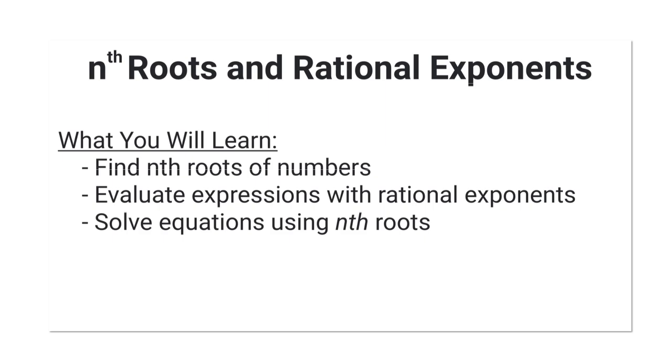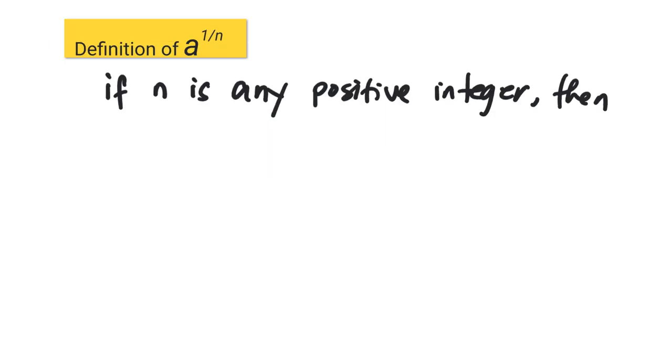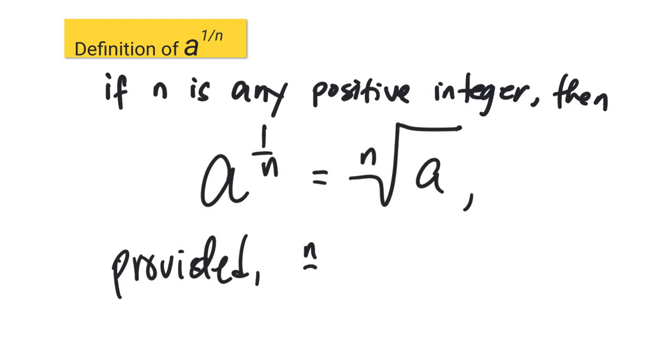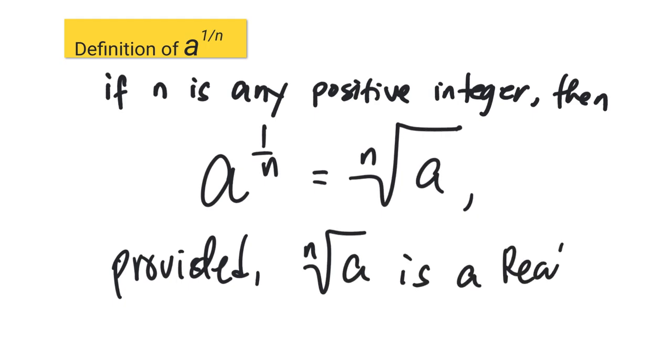So what you will learn: find n roots of numbers, evaluate expressions with rational exponents, solve equations with n roots. So let's come to a definition of a raised to 1 over n. If n is any positive integer, then a raised to 1 over n is equal to the nth root of a, provided that the nth root of a is a real number.